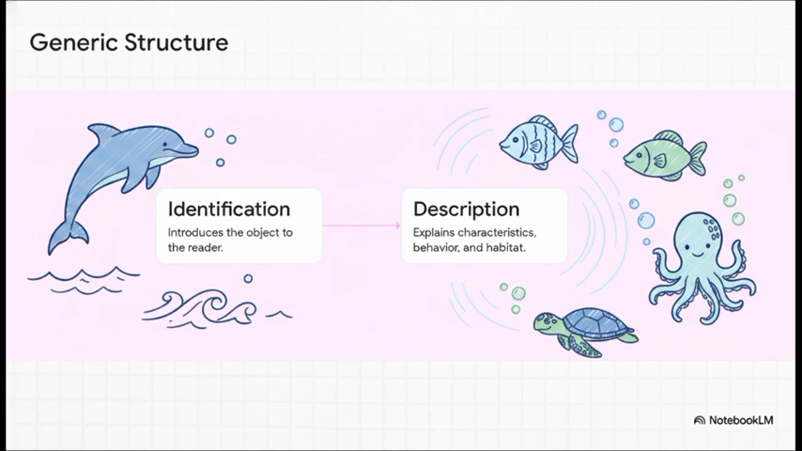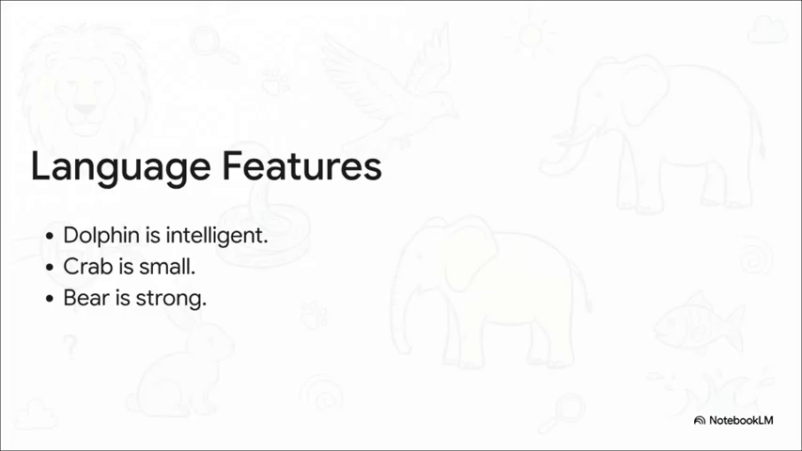Then comes step 2, which is the description. And guys, this is where the magic happens. Here, you explain the animal's characteristics. You might say it is intelligent, very friendly, and lives out in the ocean. Just always remember the golden rule. Identification first, description second.